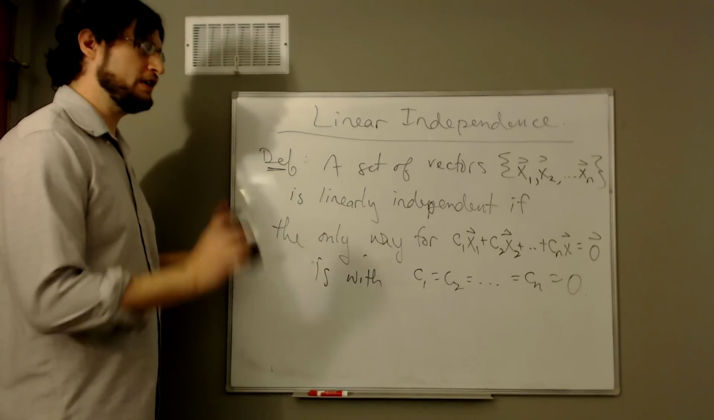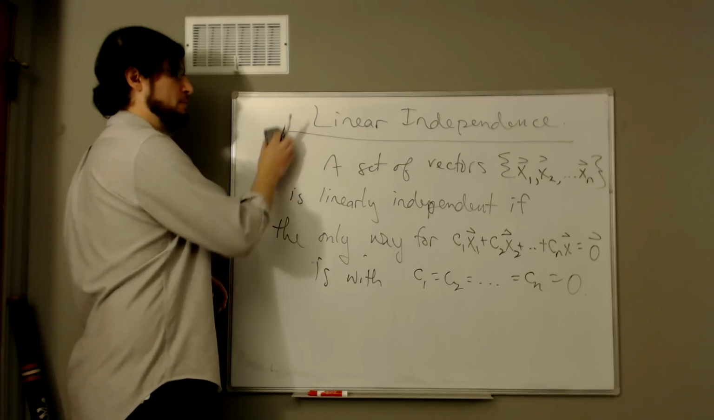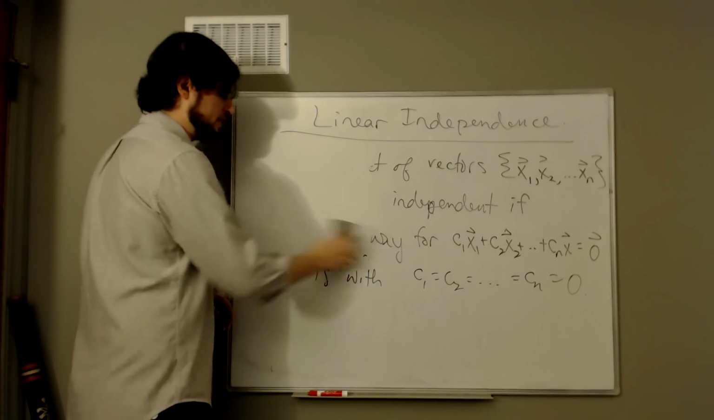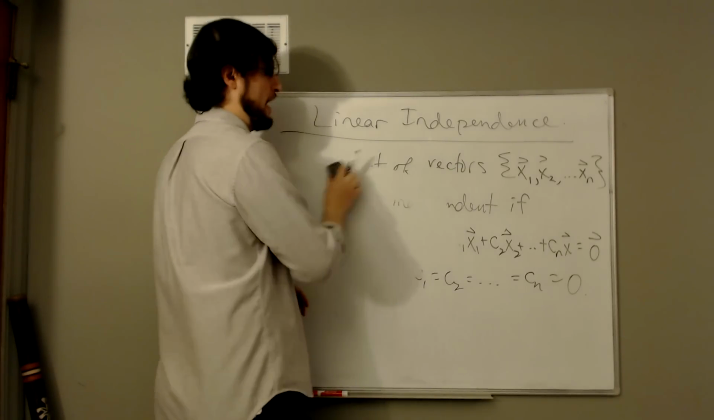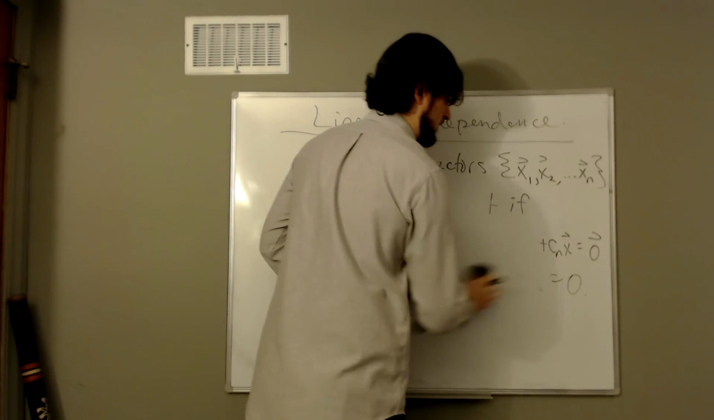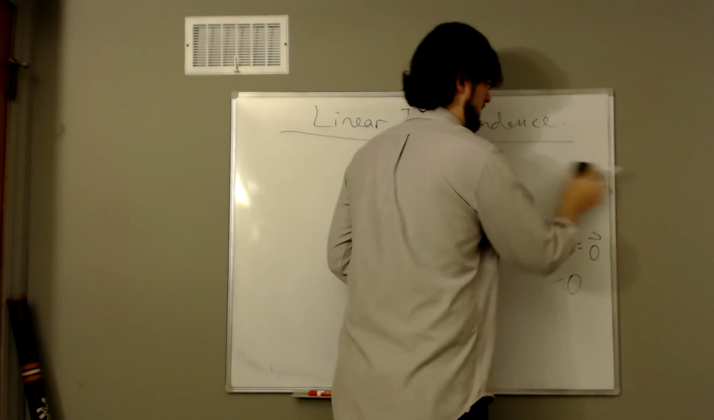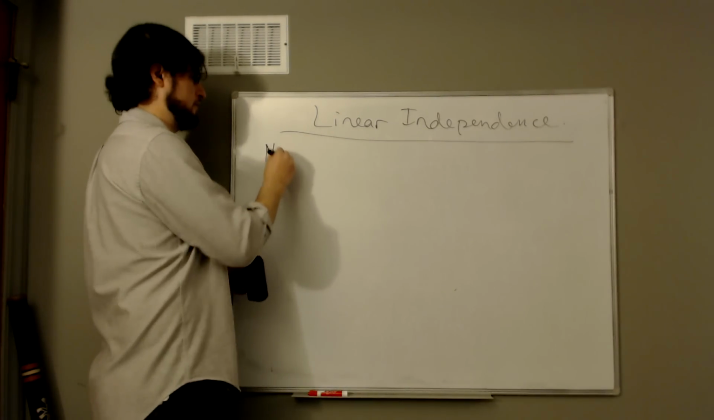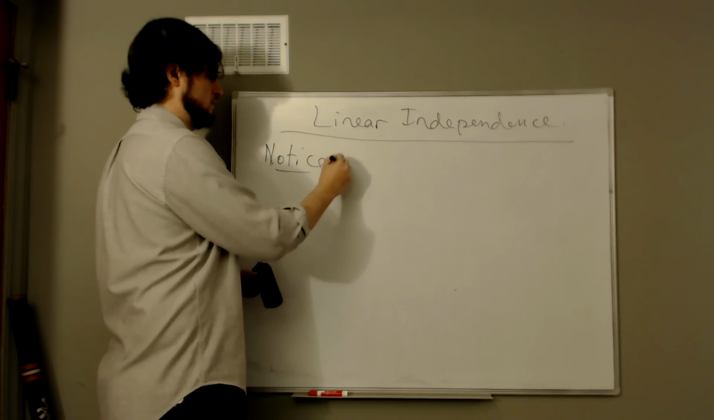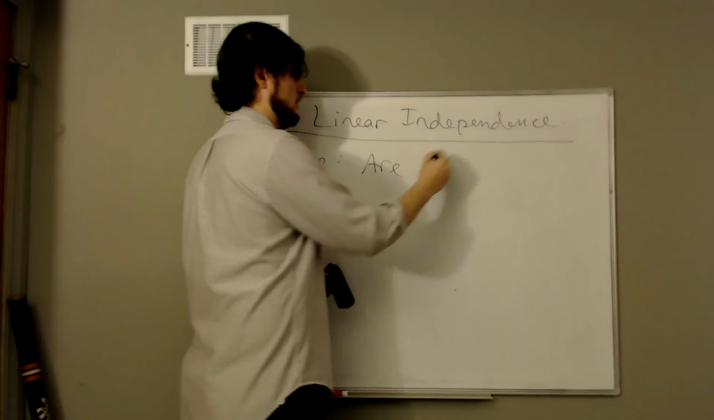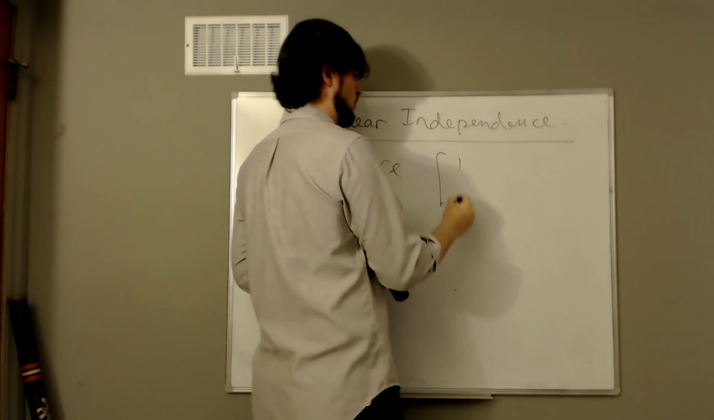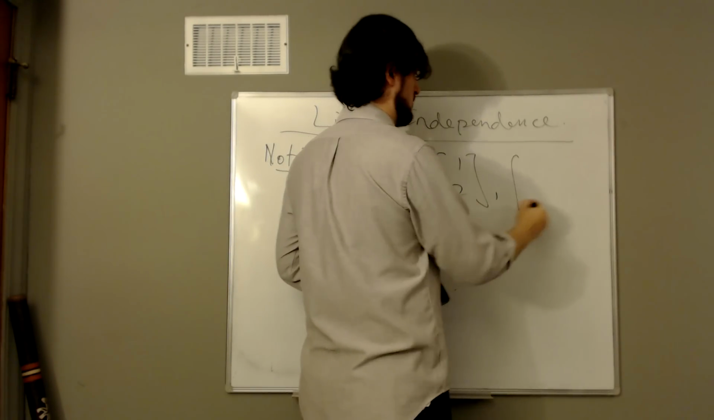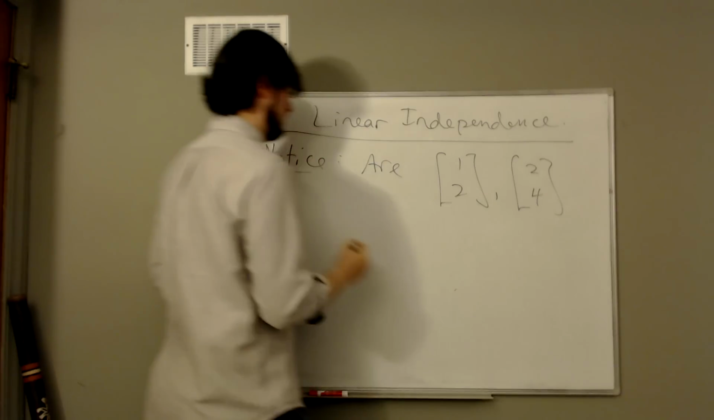So definition, and it feels technical. We're going to come up with other ways of thinking about that and a way of understanding how we can actually figure out if vectors are linearly independent. Okay, so notice, how about these two vectors? 1, 2, and 2, 4. Linearly independent?